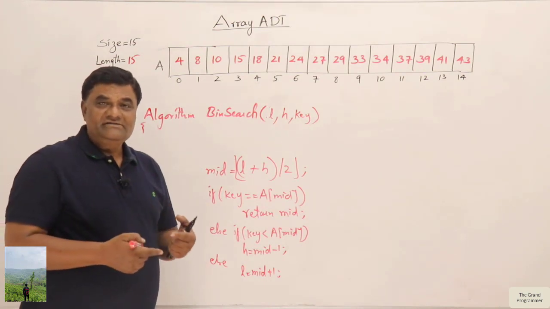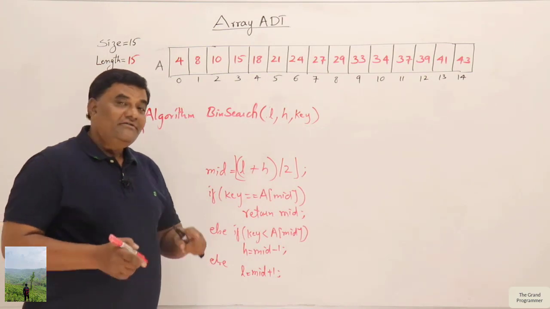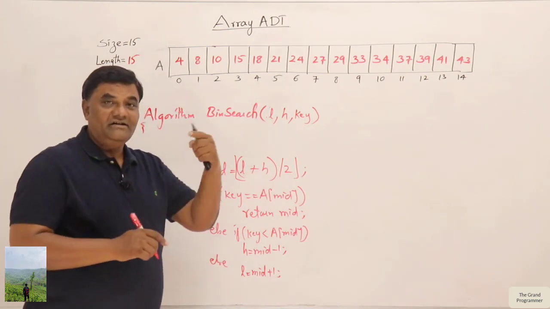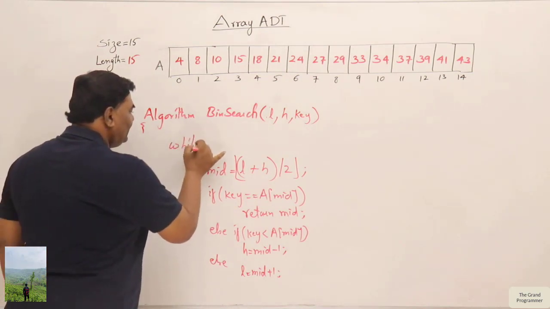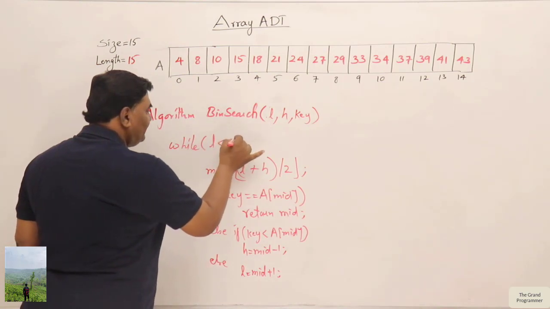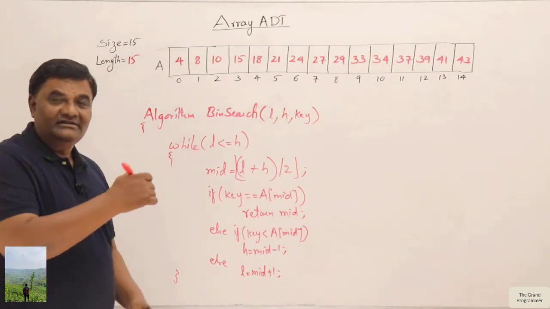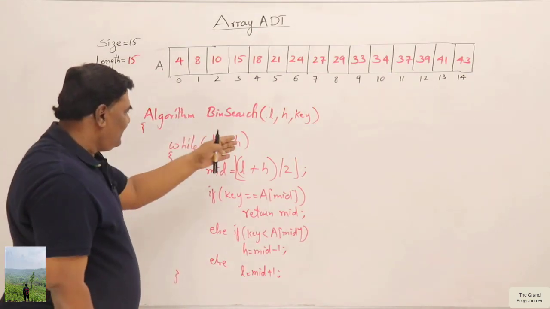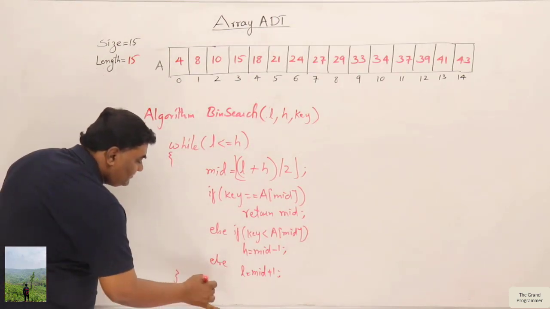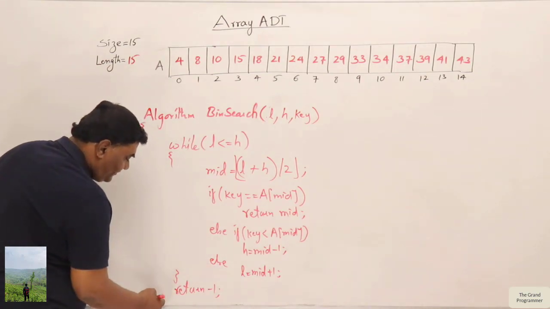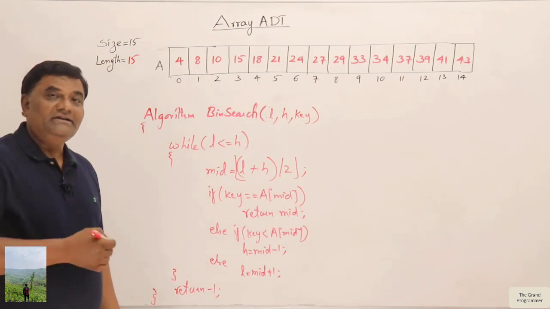So we have to go on doing this until the element is found. Or if the element is not there, we should stop when low becomes greater than high. So this means we have to do it repeatedly. How long should we do this? While low is less than or equal to high. We should continue this, and stop when low becomes greater than high. If low became greater than high, then we stop, meaning the element is not found. So we can return minus 1, saying that the key element is not found. So this is an iterative procedure that uses a loop for binary search.